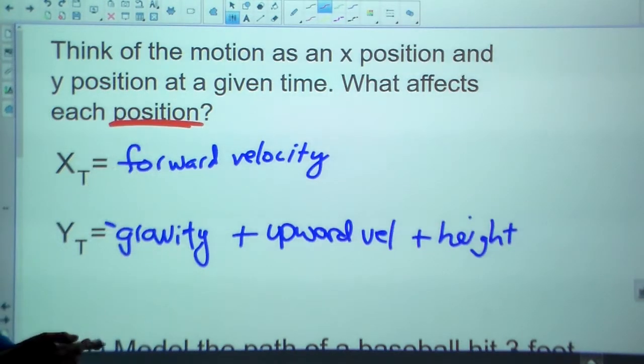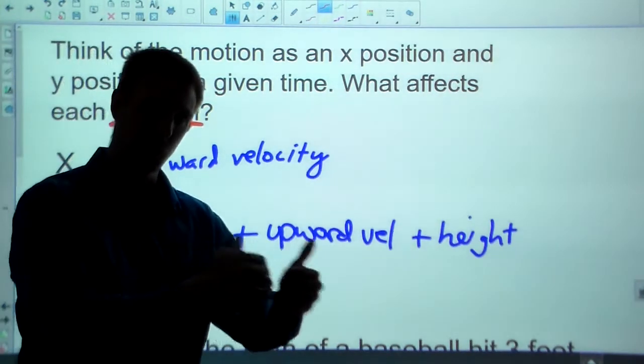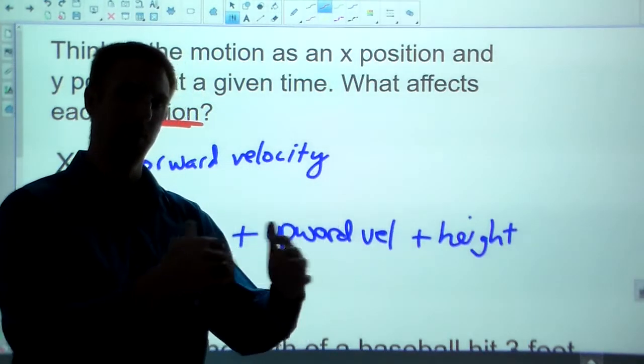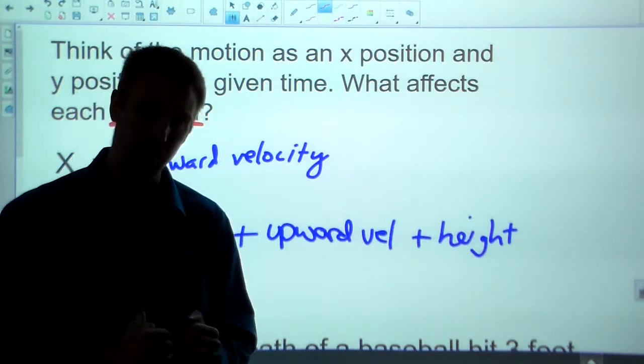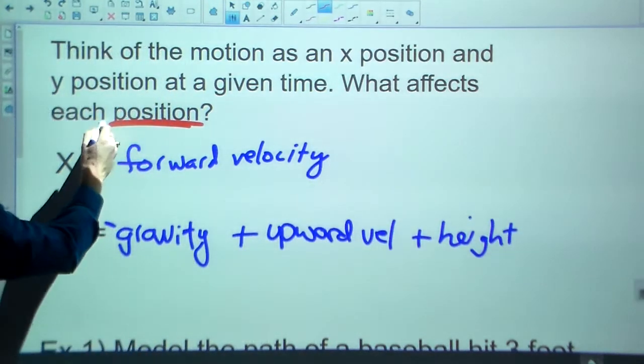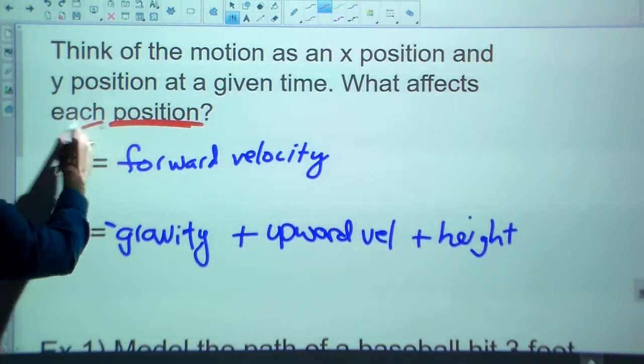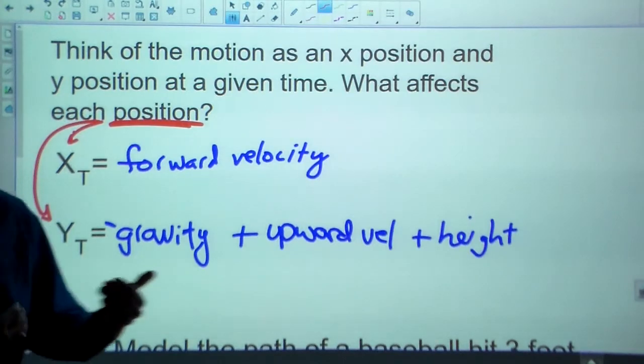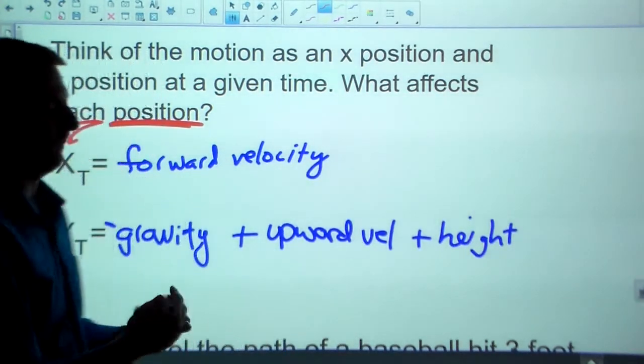I asked about position. That's an XY coordinate at any given time. Position, how far away? If I start right here, how far from that am I? In the X and Y direction. So these are both positions. Okay, distance. Think of it as X and Y distance.